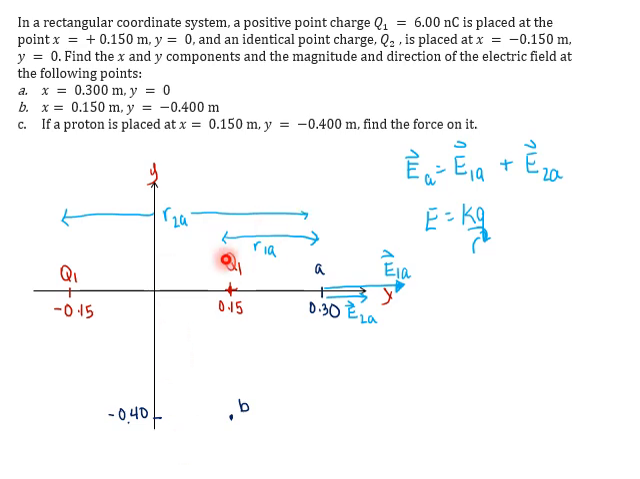Okay, so you can use all of this information to find the vectors for E1A and E2A. The directions of both of those are pretty straightforward. It's just to the right. Then you have to do your vector sum and write your answer.